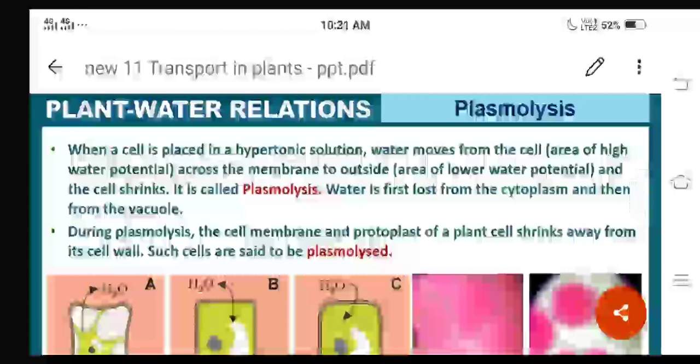Another important point is that during plasmolysis, the cell membrane and protoplast of a plant cell shrink away from its cell wall, and such cells are said to be plasmolysed cells, right?